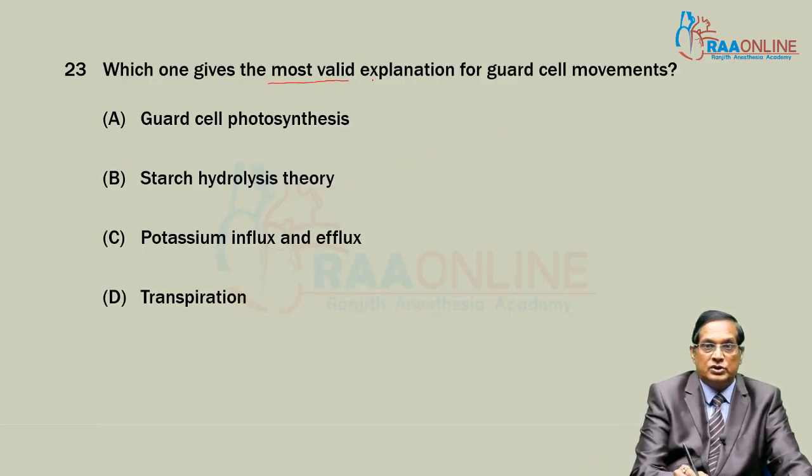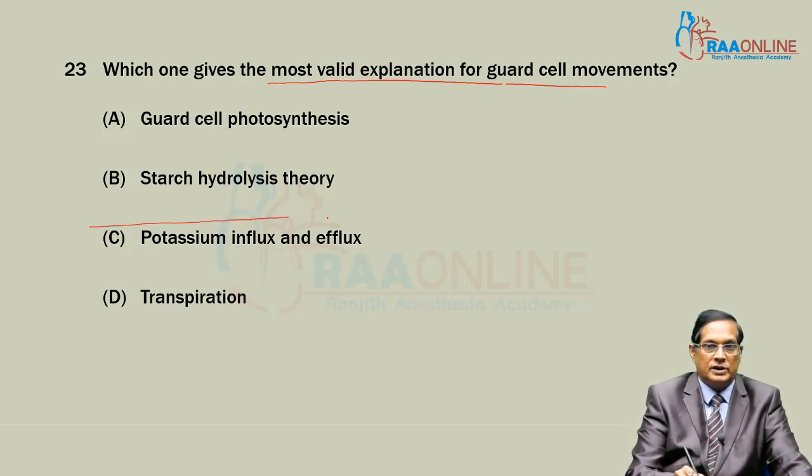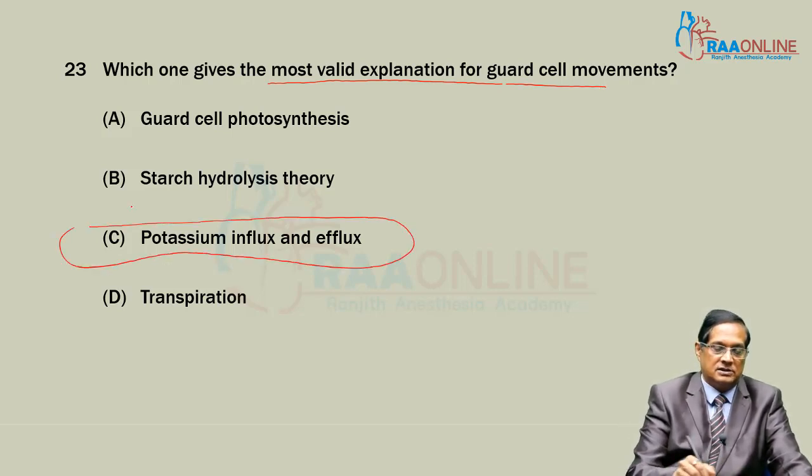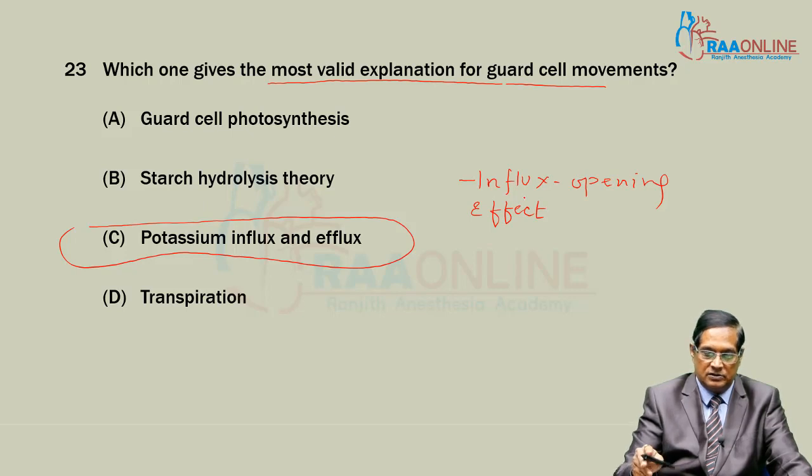Valid explanation of movement of guard cell: guard cell photosynthesis, starch hypothesis, best answer potassium influx and efflux. Influx favors opening and efflux favors closing. Efflux is responsible for closing.